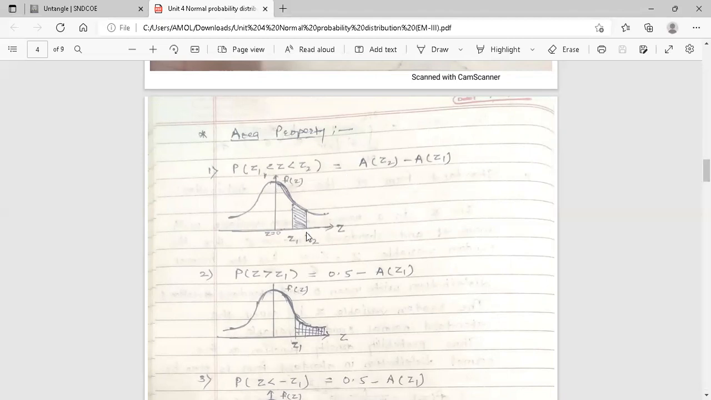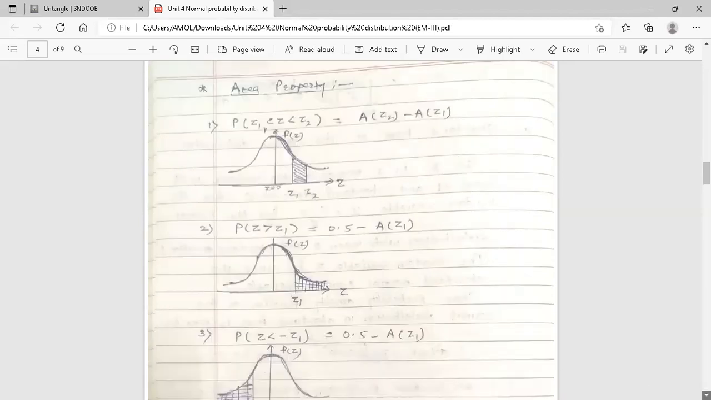Now this complete area is of z2 and this area is of z1. So if we subtract the area of z1 from the area of z2, then we have the probability between z1 and z2, because area is connected to probability. So the formula to calculate the probability between z1 and z2 is equal to the area of z2 minus the area of z1. This is only when z1 and z2 both are positive.